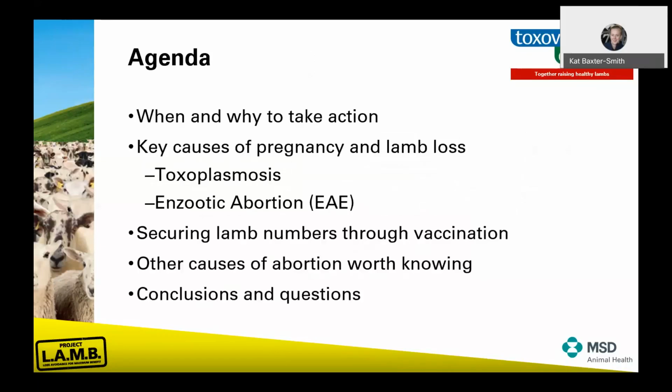On the agenda today, we're going to cover when and why to take action, key causes of pregnancy and lamb loss, the main ones being toxo and enzo, securing lamb numbers through vaccination, other causes of abortion worth knowing about, and any conclusions. We won't be doing questions today as this is a pre-recorded WebEx, but as I go through the presentation, I will try to address any questions that came up previously.